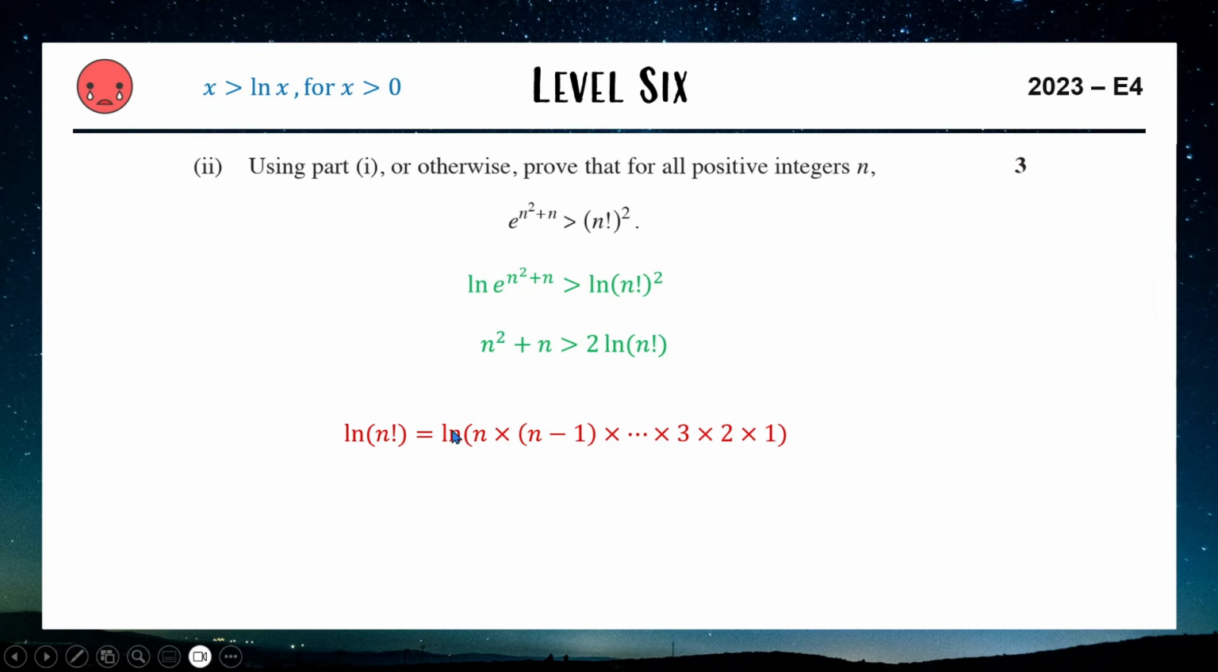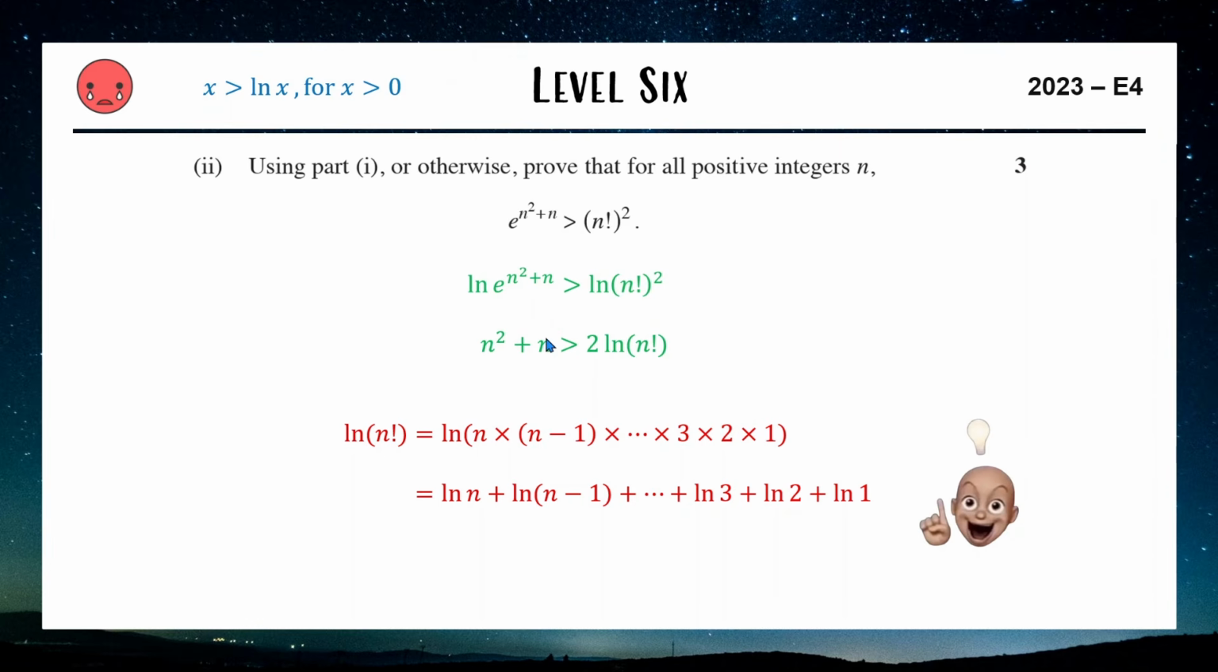So if I have a log of a bunch of products, I can split that into a bunch of log sums like this. And hey, this is good. I now know that my goal for the right hand side is to create a lot of logarithms and add them together. I can do that with my starting point that I proved in part I. So there's my idea. Let's have a crack at it and see if we can build towards the left-hand side of n squared plus n.